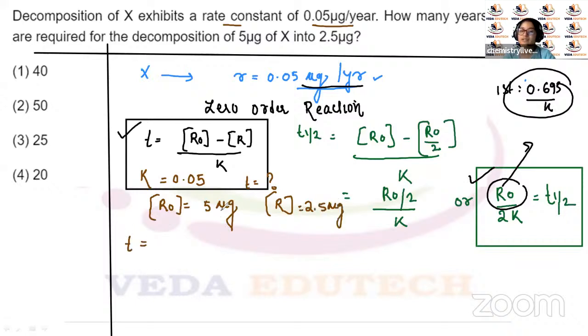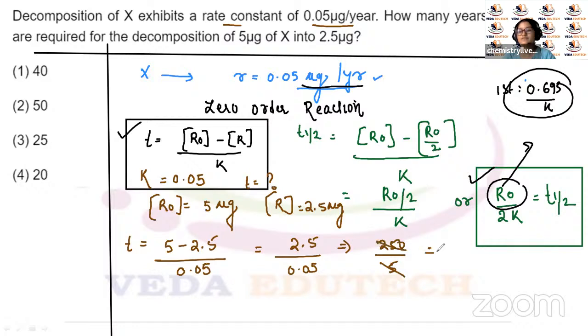Yes, easily T can be found out, and this is a very recent question, children. So these kinds of easy questions are being asked. You just need to know by looking at the rate constants. So this is 5 minus 2.5 by K. What is the value of K? K is 0.05. So 5 minus 2.5 is 2.5 divided by 0.05. If you multiply by 100, this is 250 by 5. So this is 50 years. So the answer will be 50 years, and 50 is in which option, children? You can see that 50 is in your second option. So your answer is going to be 50. Let us move on to the next question.